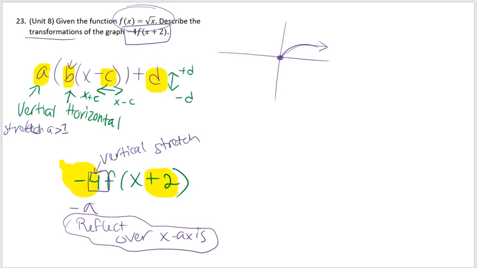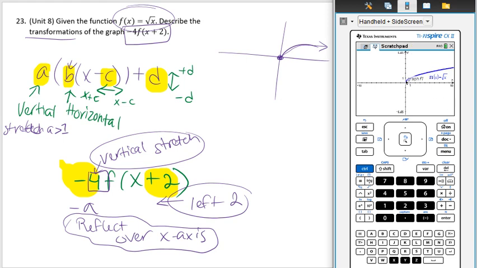And then this plus 2 is the opposite of what we see, so we're going to say that it's shifted left 2. So these are the 3 descriptions for this transformation. And just a visual of this, here is the parent function. I'm just going to show you what happens when I put the negative.